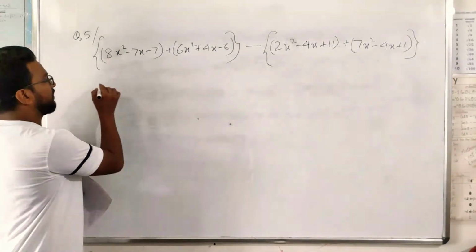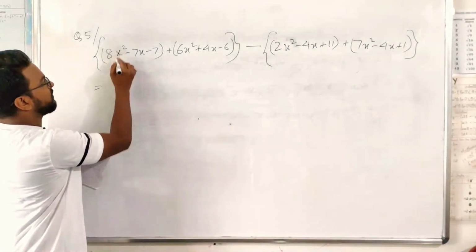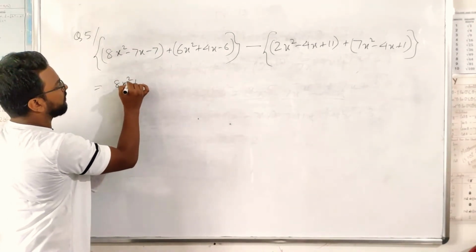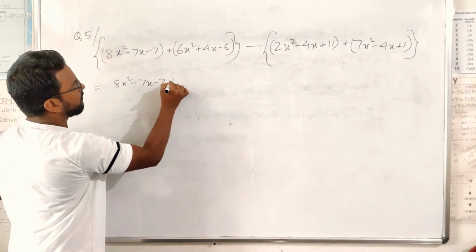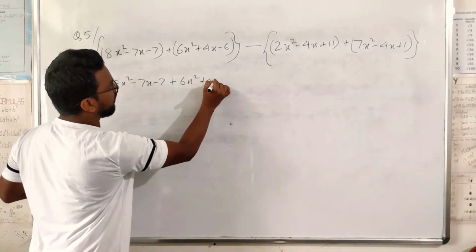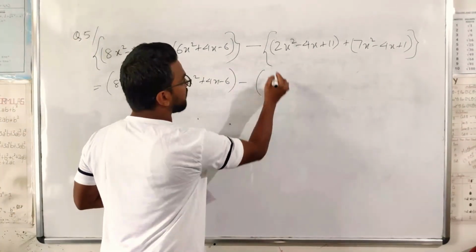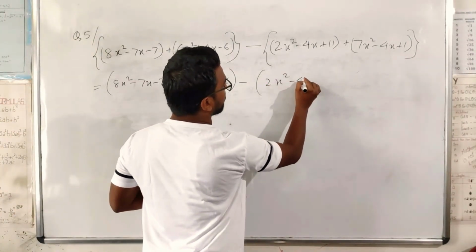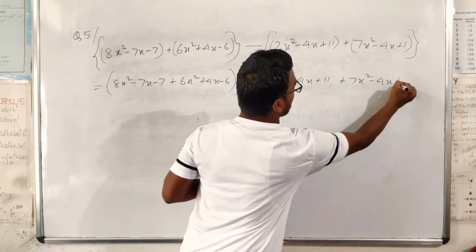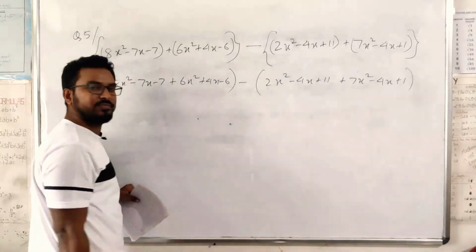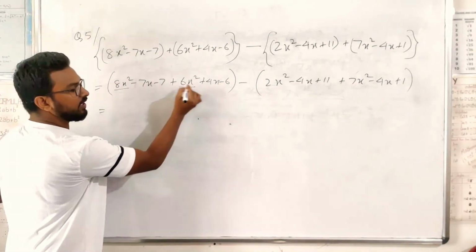So next we'll first solve this part, the addition part. So this can be written as 8x square minus 7x minus 7 plus 6x square plus 4x minus 6. To solve it first, minus 2x square minus 4x plus 11 plus 7x square minus 4x plus 1. So we'll add like terms, we'll do it directly.